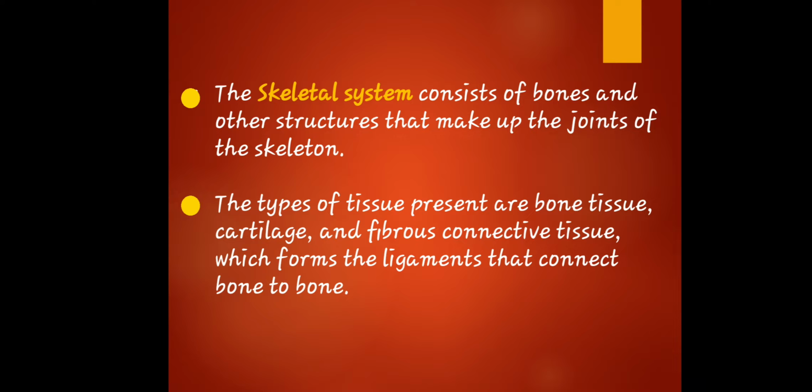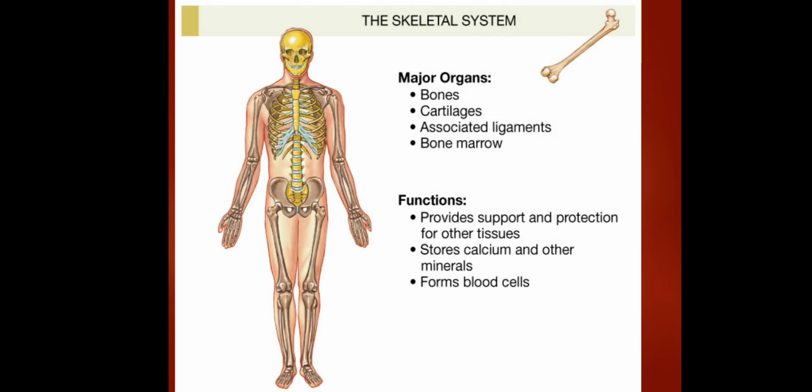And as I've said, the types of tissues present in the bones in our skeleton, or in the skeletal system, are bone tissue, cartilage, and fibrous connective tissue, which eventually can be formed as the ligaments that connect bone to bone. That is why in the skeletal system, cartilage and tendons are included in the types of tissue. That is the definition of the skeletal system, and those are the parts included in the skeletal system. So let's proceed now to the next slide.